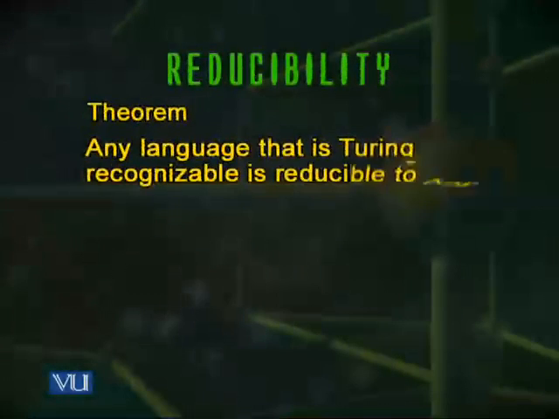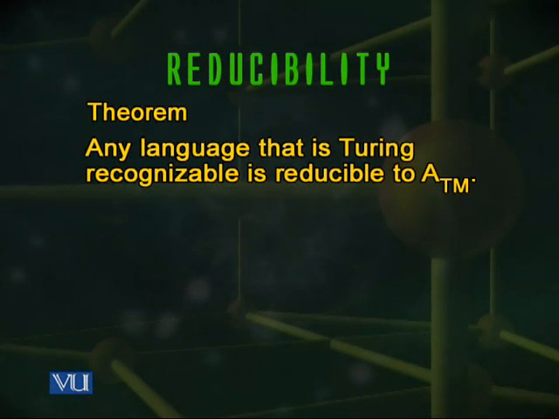Let us now look at reducibility from another point of view. Let's go back to the halting problem. The halting problem is ATM, the set of all pairs M comma W where M accepts W. This problem has an extremely interesting property. The property is that all Turing recognizable languages are reducible to ATM. Therefore, this is an extremely general problem. Let's look at a proof of this fact.